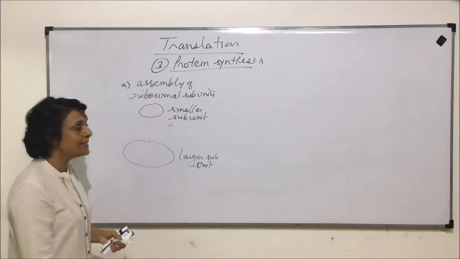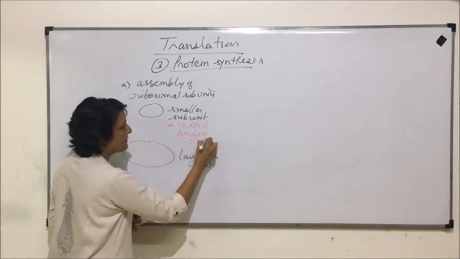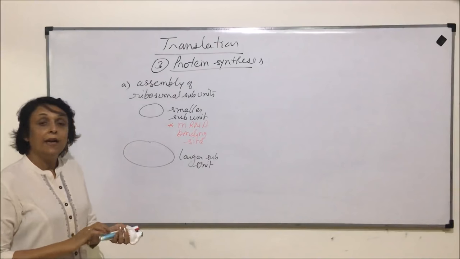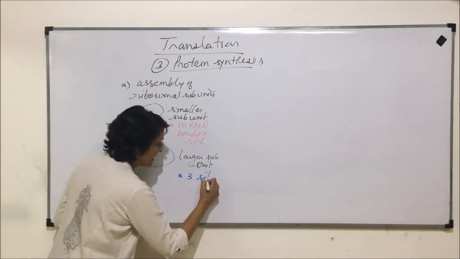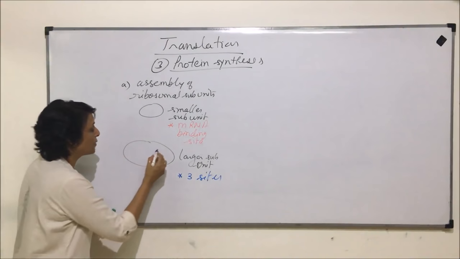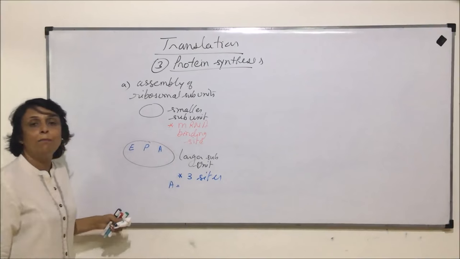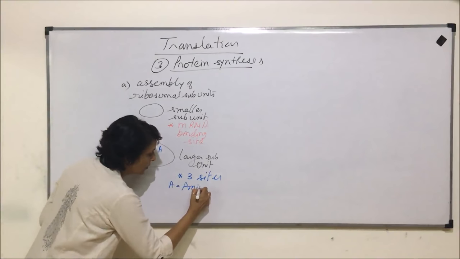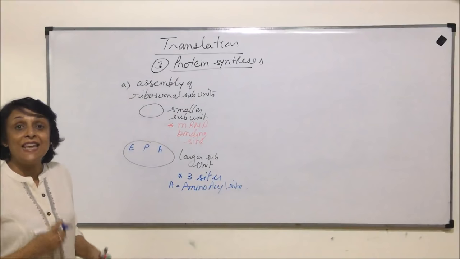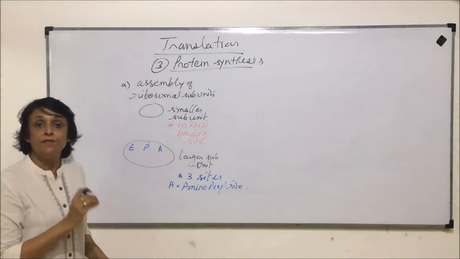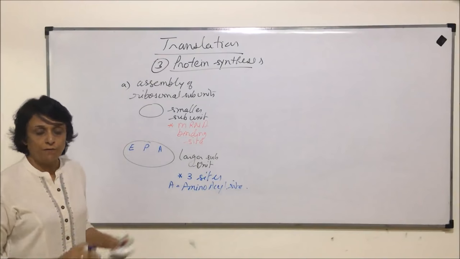The smaller subunit has the mRNA binding site, the place where mRNA is going to come and bind. The larger subunit has three sites. We will name those three sites. The three sites are called the A site, P site, and E site. A stands for aminoacyl site. The role of this site is to receive the amino acid. The amino acid which is now on the tRNA, the activated one, will be received here. Except the first one. We'll come to that in a minute.